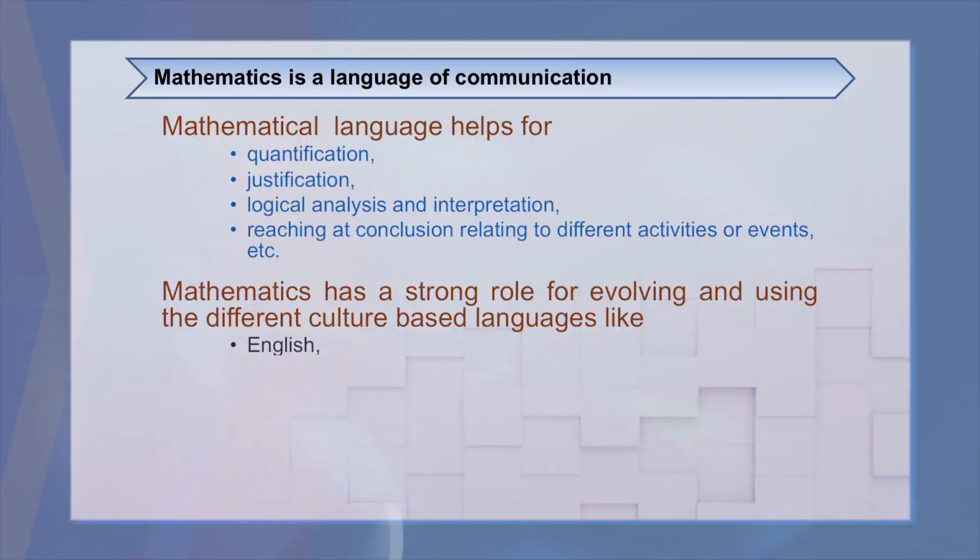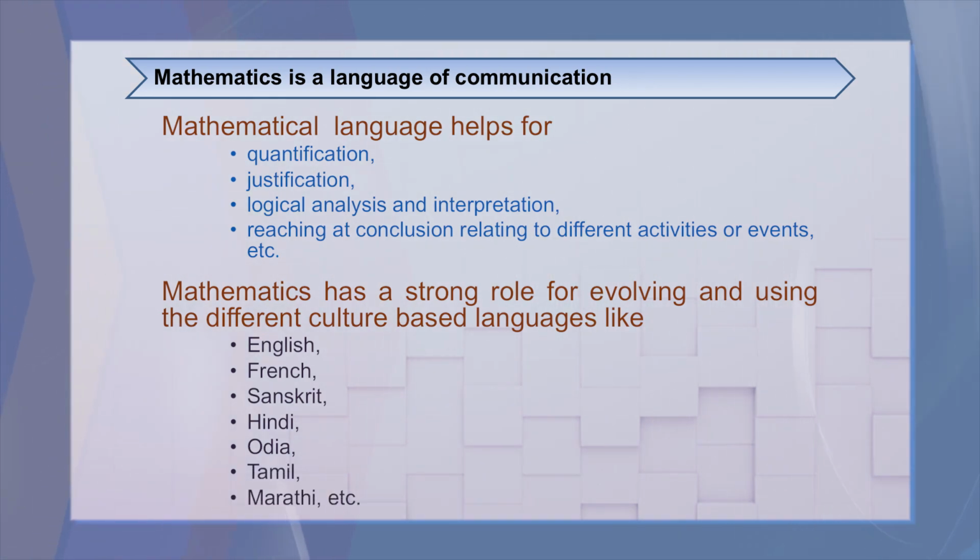For evolving and using the different culture-based languages like English, French, Sanskrit, Hindi, Odia, Tamil, Marathi, etc., the universal language mathematics has a strong role in forms of understanding, classification, grouping, etc. of their letters, words, grammatical patterns, etc. Don't forget that mathematical communication is a significant base for entire human communication. To understand mathematics, one has to understand three significant aspects of it: its concept or what is it, its process or how is it, and its application or where is it.